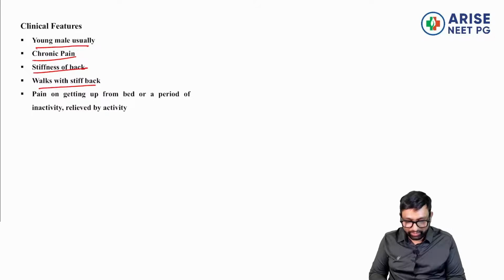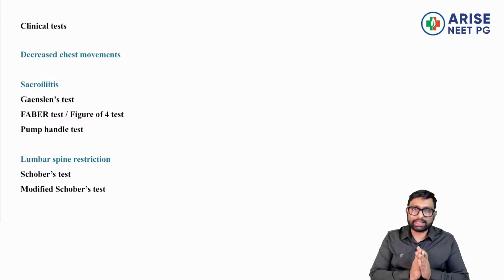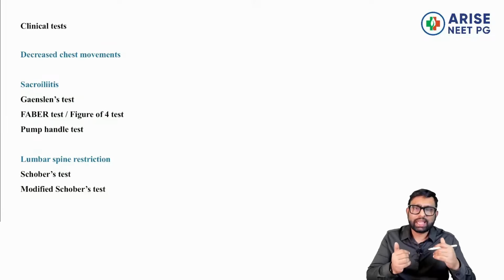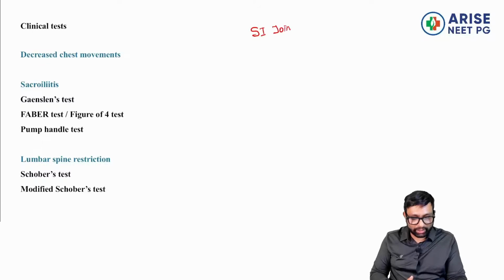And classically, pain will be more on getting up from the bed or after a period of inactivity, but relieved by activity. That is the inflammatory kind of symptoms that you will commonly see. So this is ankylosing spondylitis. Now a few things that you have to know in ankylosing spondylitis is, one, the clinical tests that we do. See, commonly the SI joint is the first joint to be involved in ankylosing spondylitis. First joint that gets involved is the SI joint, and then it goes into the lumbar spine.